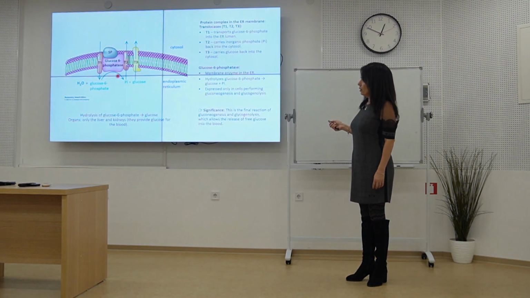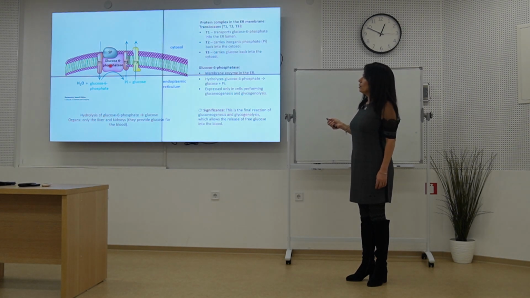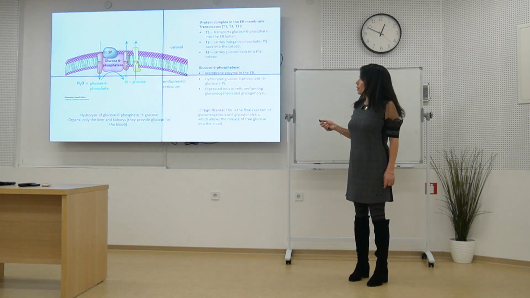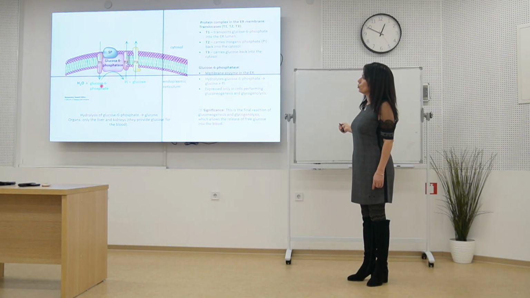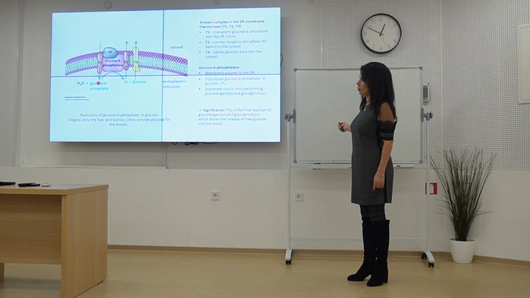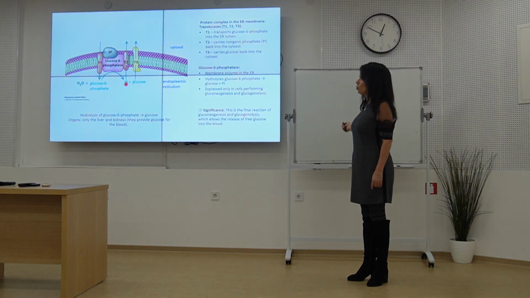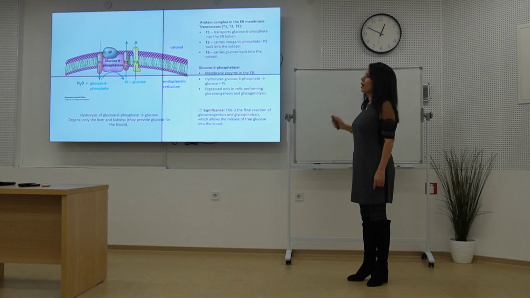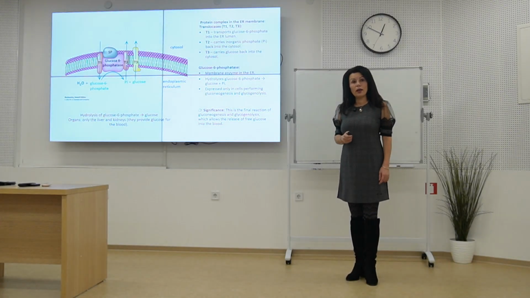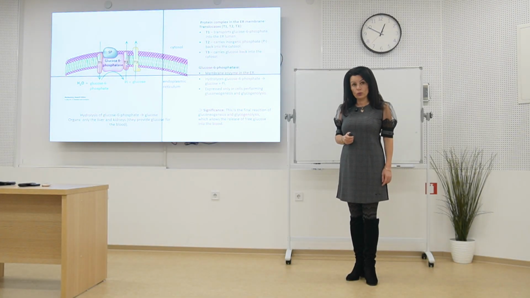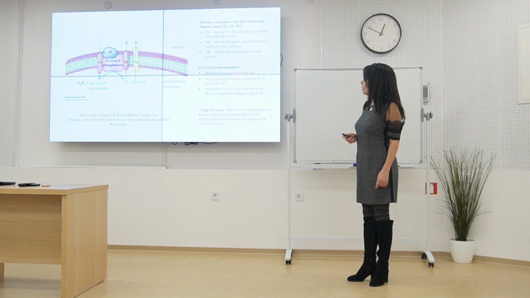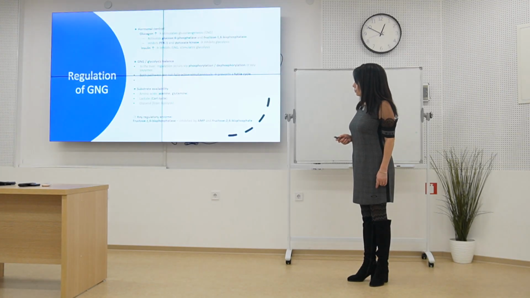In this scheme, you can see that in these membranes, there is not only the location of these enzymes, but also the location of some transporters, because we need to transport glucose 6-phosphate as the substrate of the reaction. After that, the products, inorganic phosphate and free glucose, need to be exported out of the endoplasmic reticulum to the cytosol. That's why we need specific transporters.